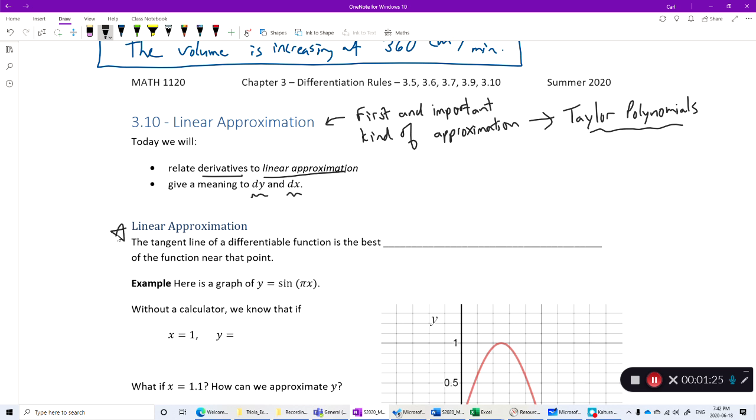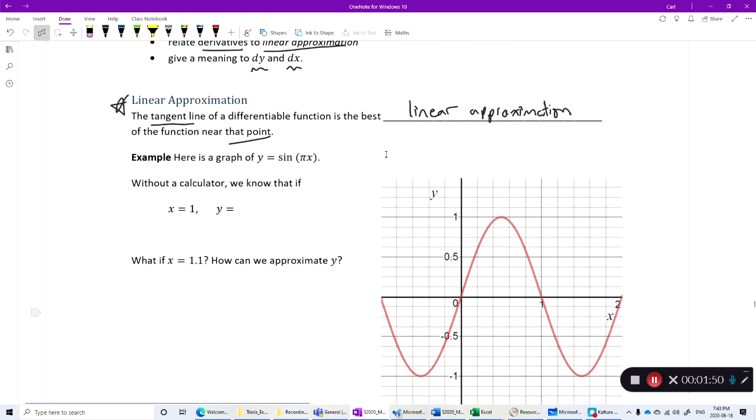Okay, so linear approximation. The linear approximation is nothing more than just the tangent line. So the tangent line of a differentiable function is the best linear approximation of the function near that point. Let me illustrate that with one example here. So here is the graph of y equals sine of pi x.